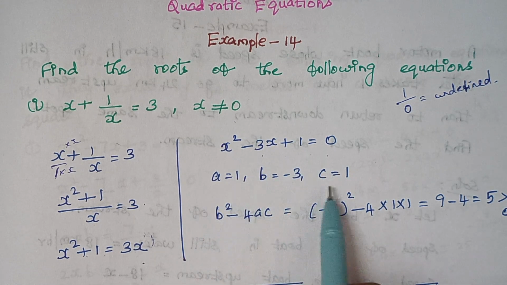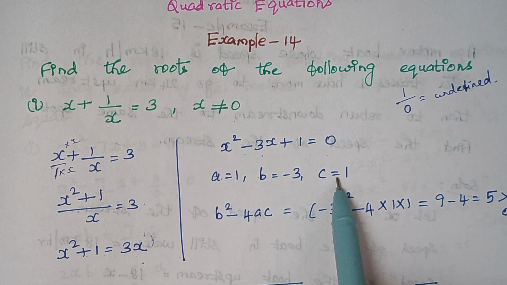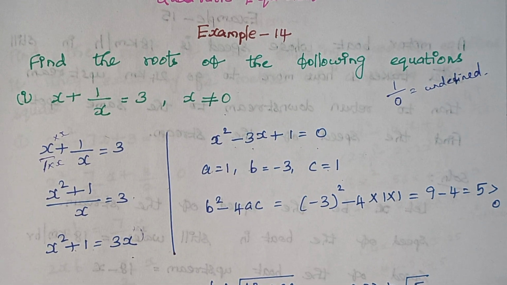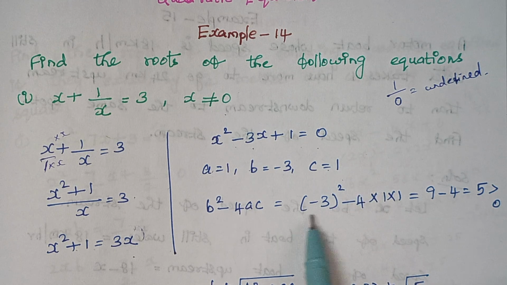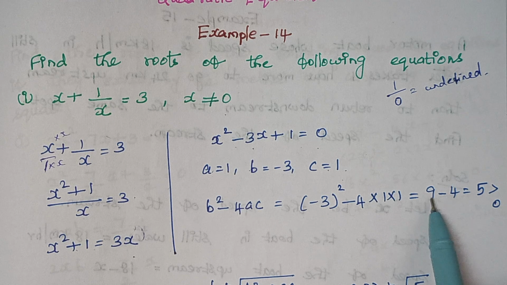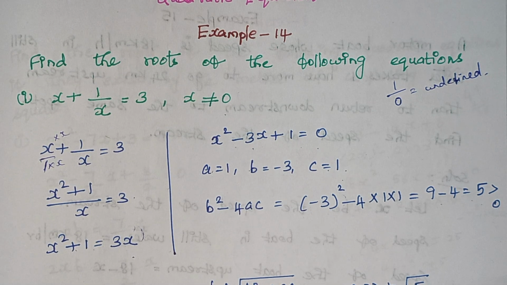Now we list out the values. The value of A is 1, the value of B is minus 3 and the value of C is 1. So B square minus 4AC. When you substitute the values of A, B and C, here we have minus 3 whole square minus 4 into 1 into 1. So this is minus 3 square becomes 9. So 9 minus 4 is 5, which is greater than 0. So this quadratic equation has real roots.